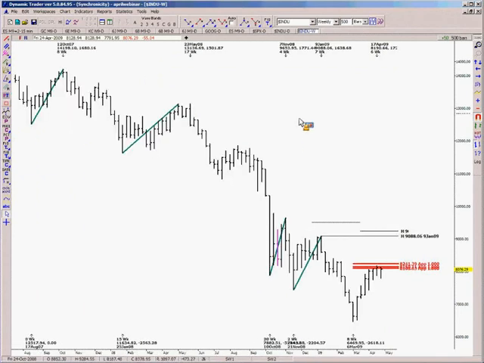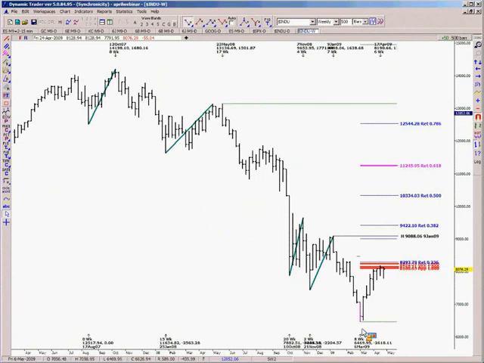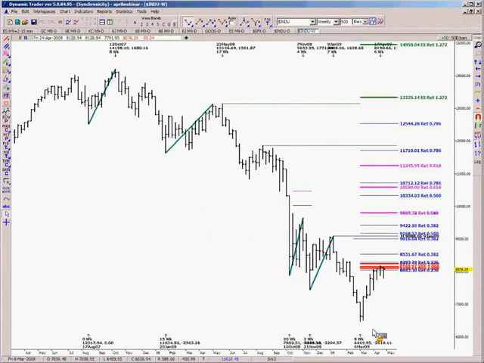Okay, this is the Dow. Let's see what we have as far as overlapping retracements. High to the low. Let's see, high to the low. Lower high to the low.